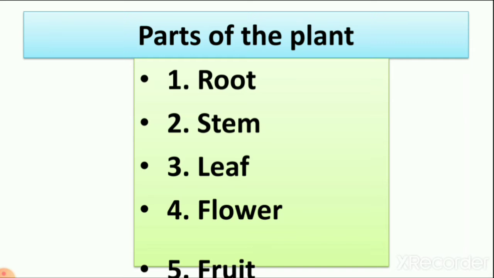Then the fifth part of the plant is fruits. So we learn in this lesson that every part of the plant is important. Fruit is the part of the plant which we use in our food. We use every part of the plant in our food, but fruit we use mostly, like apple, banana, and so many vegetables like tomato and brinjal are also fruits of the plant. So we learn in this lesson that every part of the plant is very important.